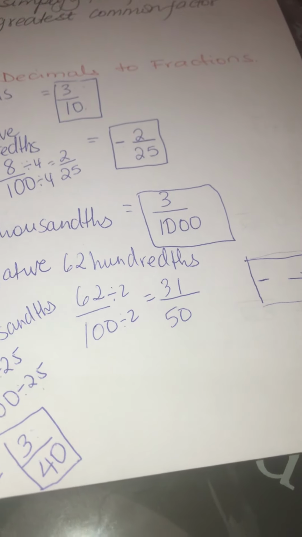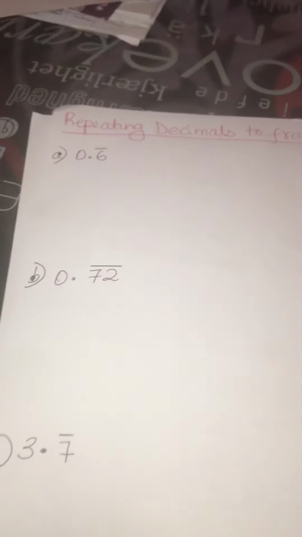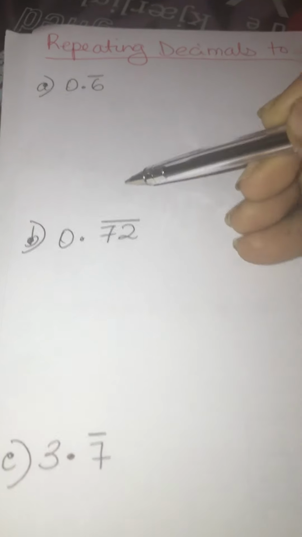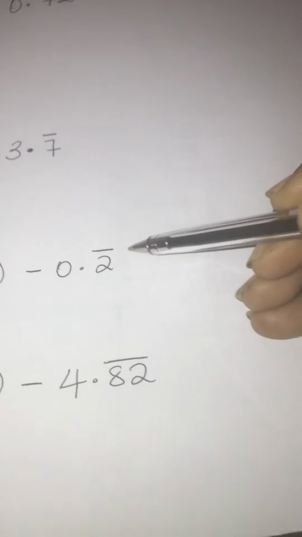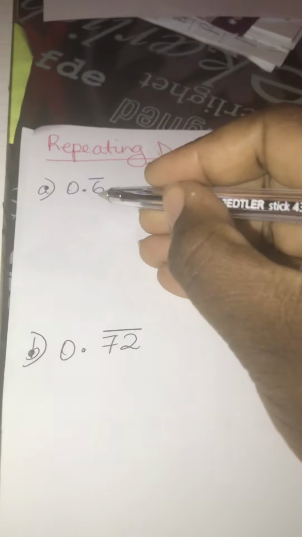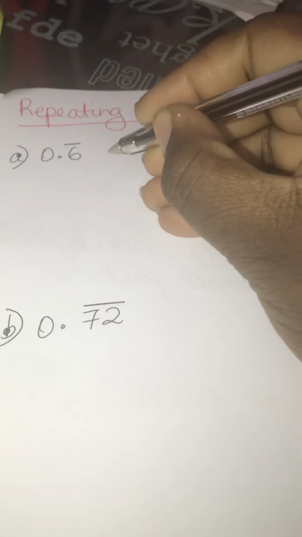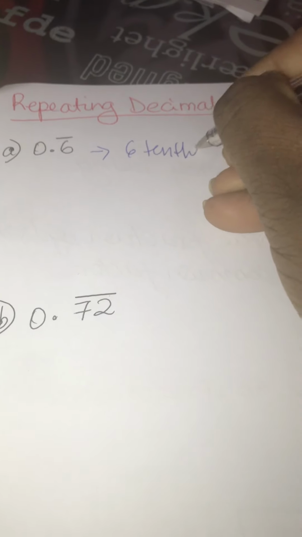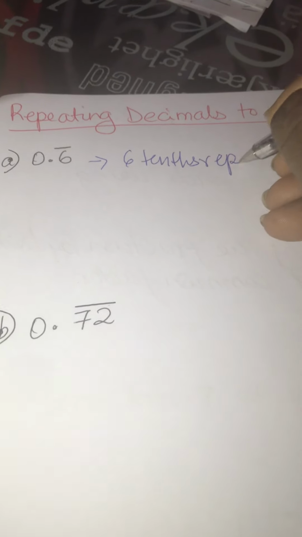Now let us do repeating decimals, okay? Repeating decimals. Now, how do you know this decimal is repeating? Is because it has a bar notation on top of it, okay? And we've agreed decimals can be positive and negative. Now, the same way, you read, this is 6/10 repeating.